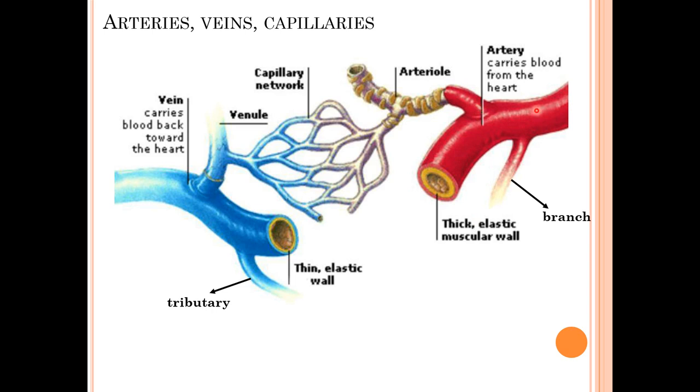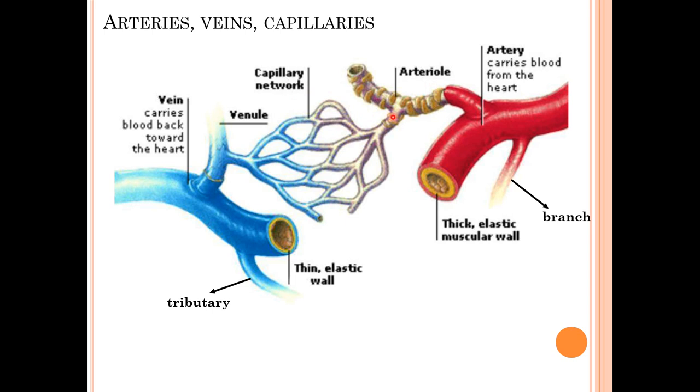So they start as large sized arteries, medium sized and then small sized, and they keep branching and rebranching until the diameter becomes less than 0.1 millimeter, one tenth of a millimeter. We no longer call it an artery; it is called an arteriole when it comes below 0.1 millimeter. Arterioles also keep branching until they break up into a network of capillaries.